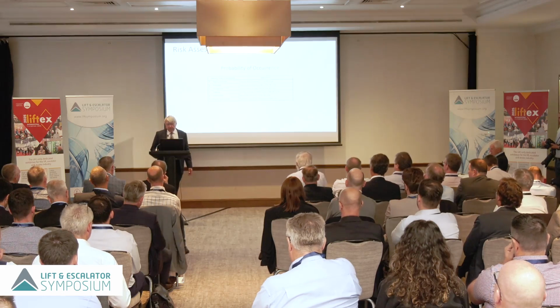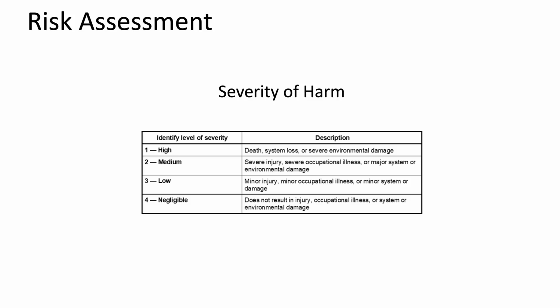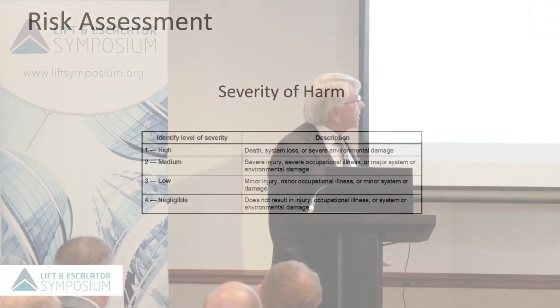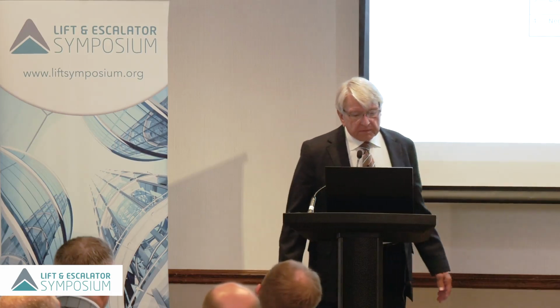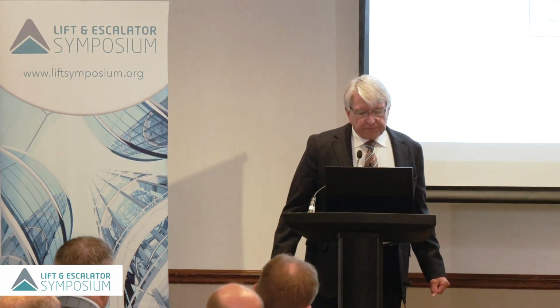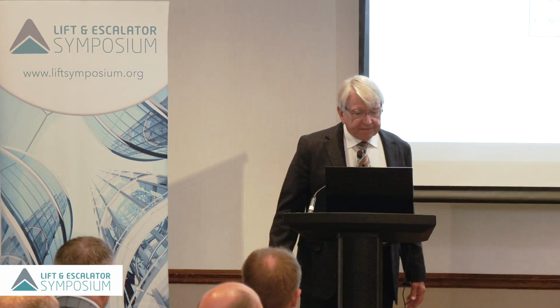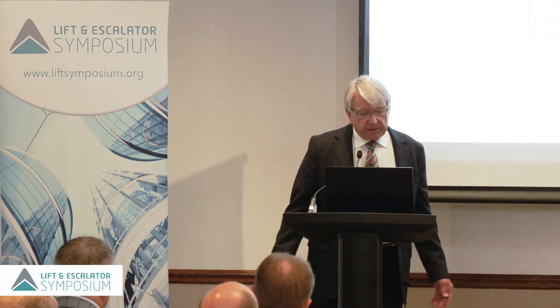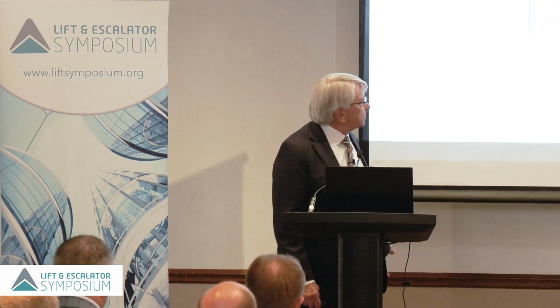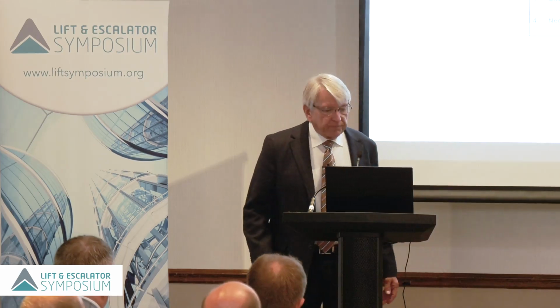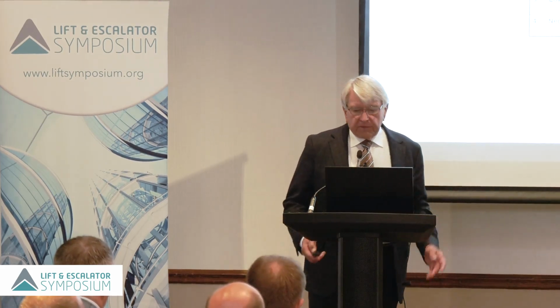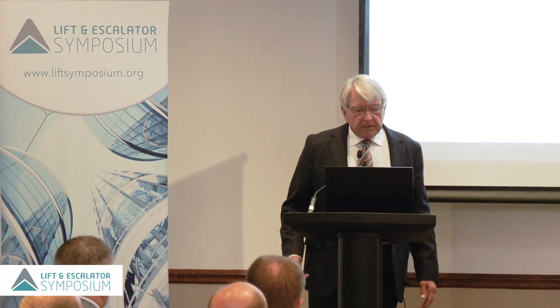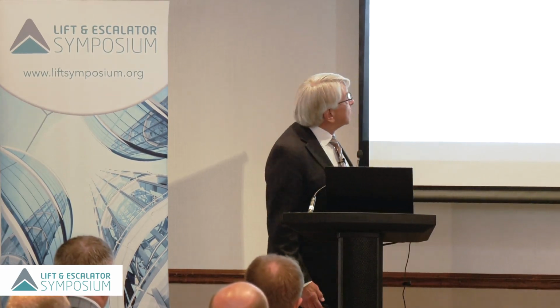So then we have the severity of harm. A high severity is where you're going to basically kill somebody or severely injure them and do environmental damage. Medium is severe injury, but probably not death. Low is a minor injury, and then negligible is something that doesn't even have to be reported. So there's a combination of these two, and so the risk is estimated this way.